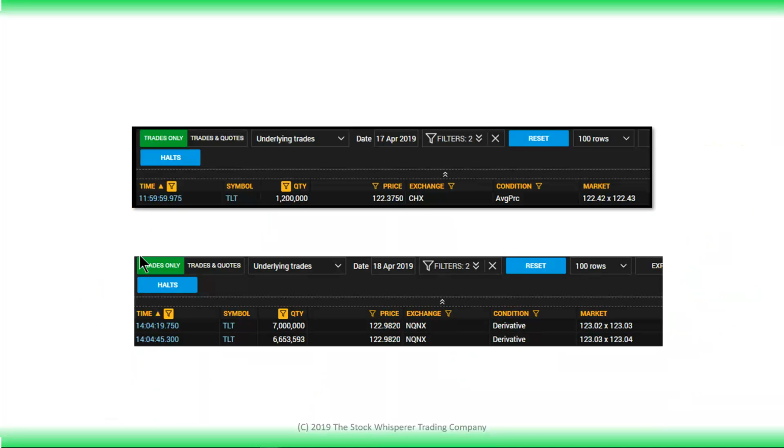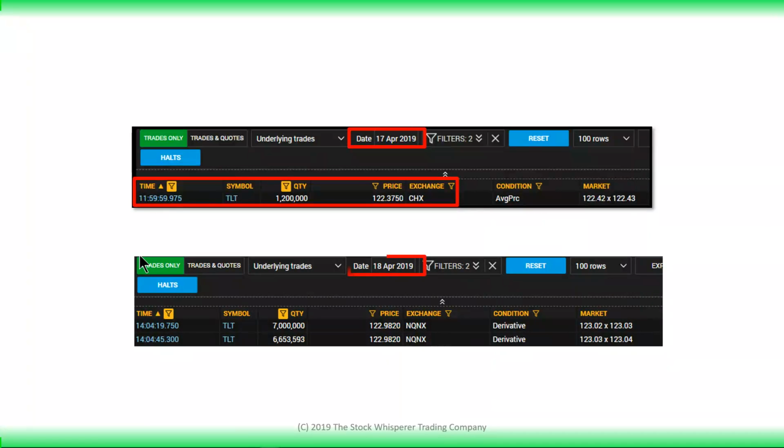So let me show you this TLT trade that we had. Bonds, we've been killing it with bonds and gold. This was the first time I've ever seen them both go up at the same time, and I don't even know how long, forever. On April 17th, we got this massive print, 1.2 million at 122.37.